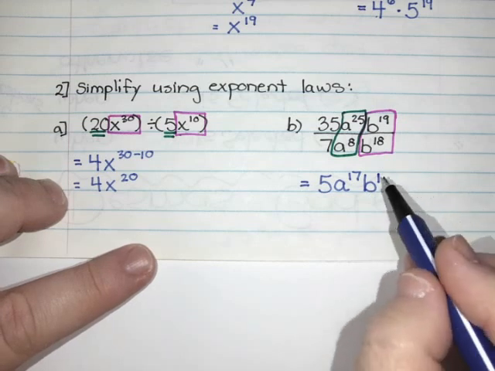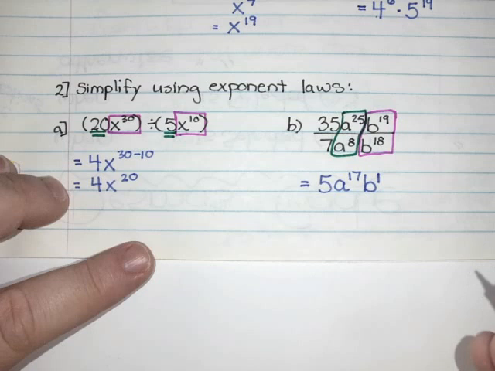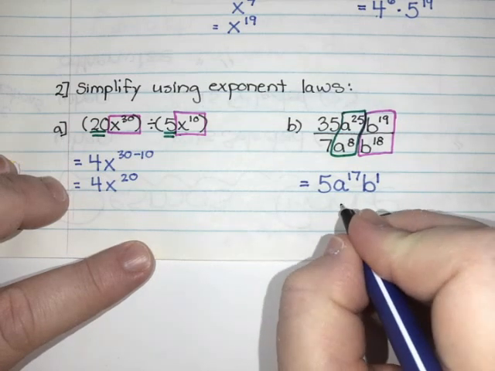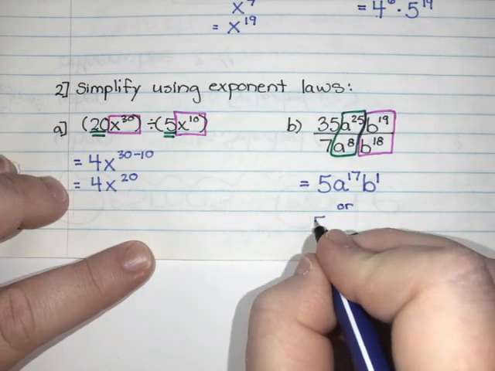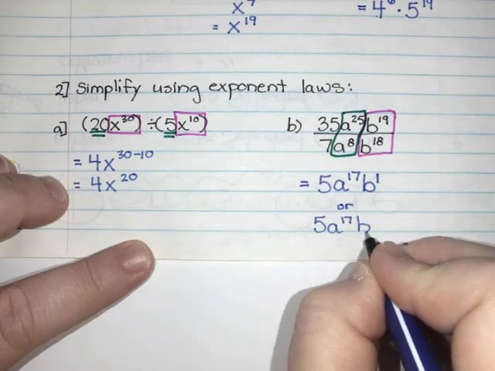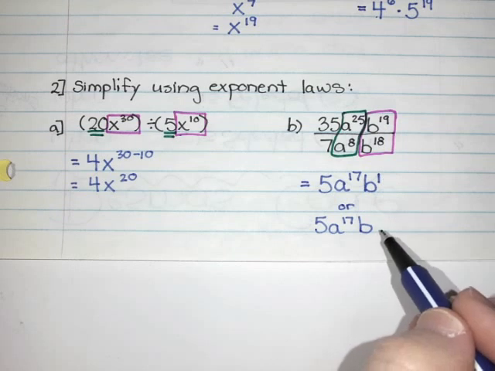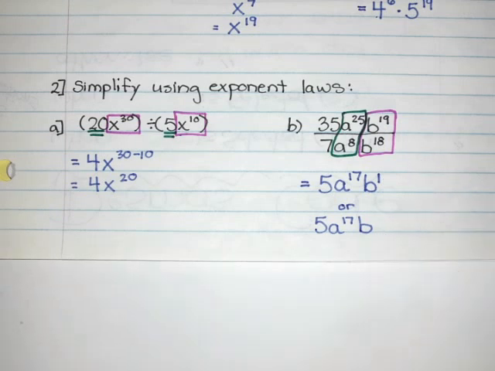Now, I do just want to say that this power of 1, the 1s are very shy and they don't like to stand out if they don't have to. You could write this as 5a to the 17, and then just b. But I'm okay if you want to write the 1. If you don't want to write the 1, that's your choice. And that's how you do exponent laws when you have coefficients.